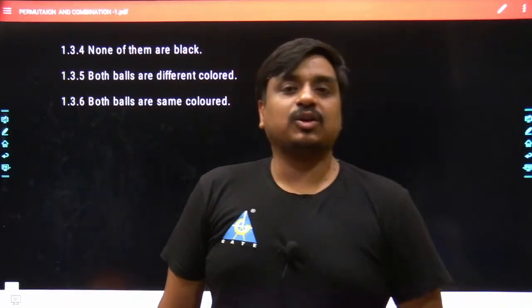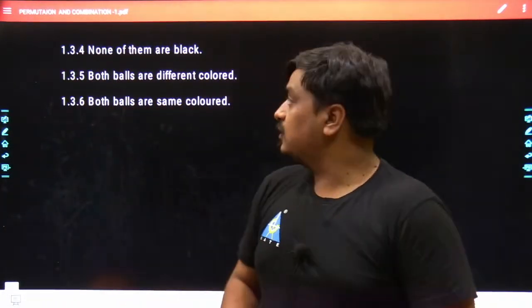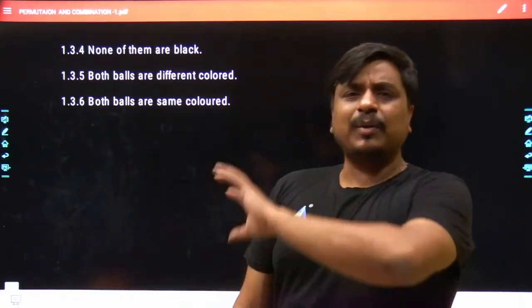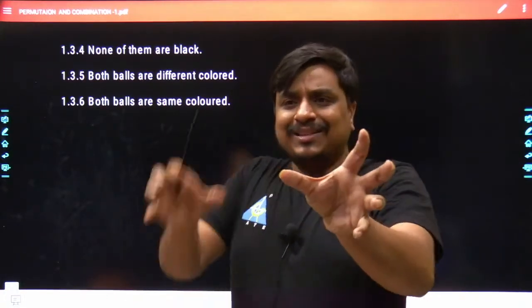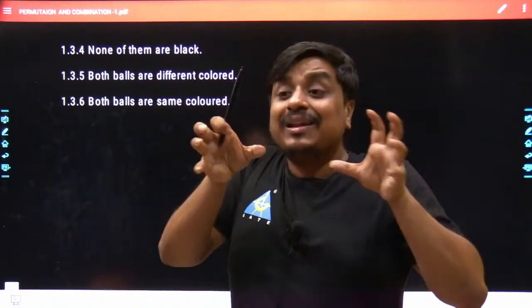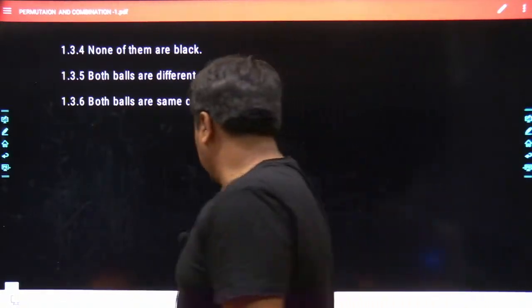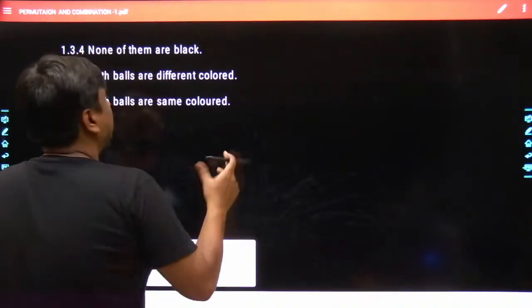If you're using those methodologies, you would definitely get the wrong answer. None of them are black. That means you can make any sort of combination, but in either the first withdrawal or the second withdrawal, none of the balls has to be black. So may I know how many ways it could have been done?